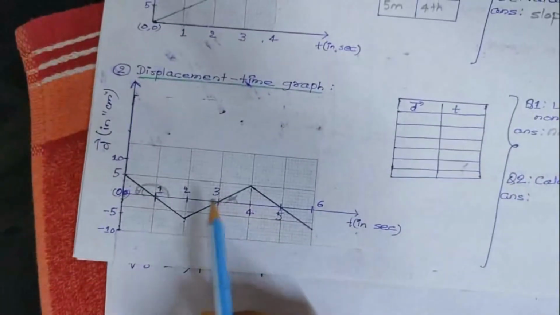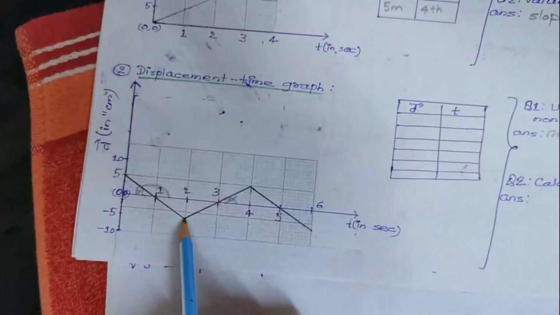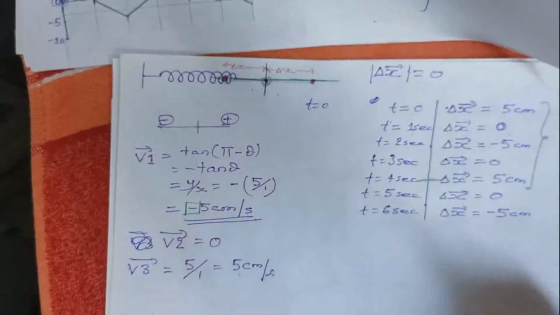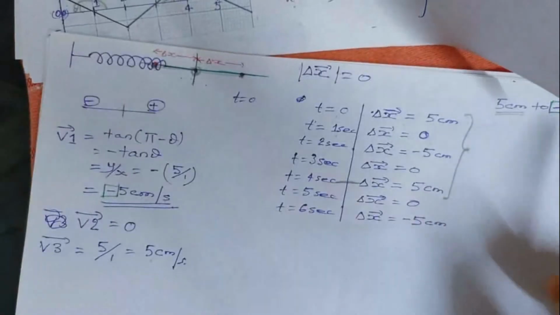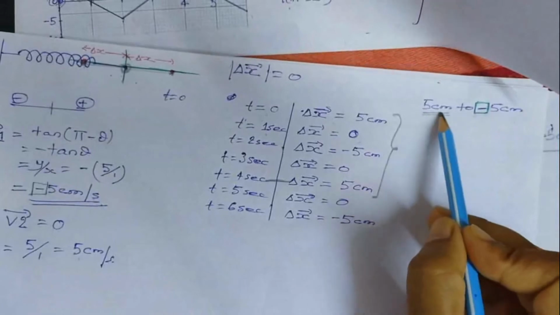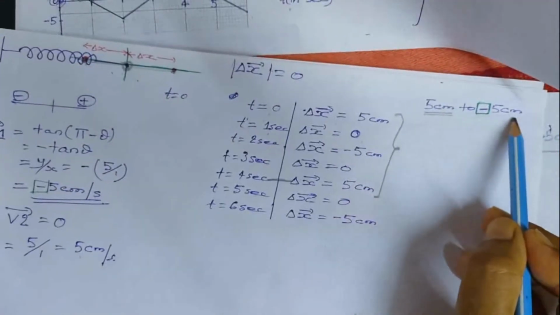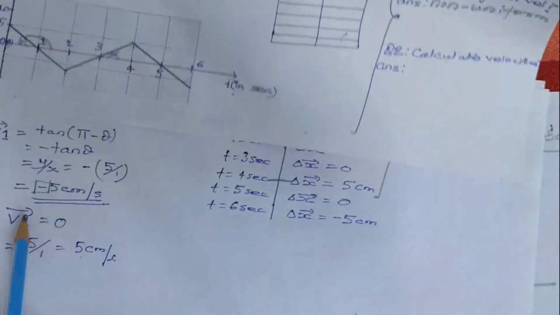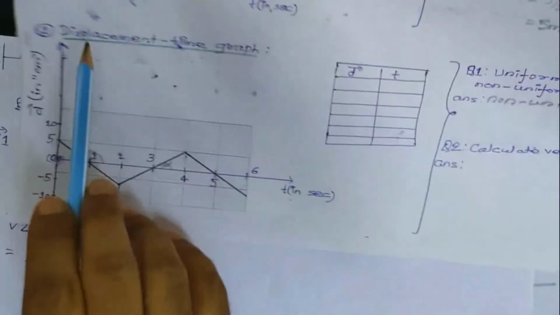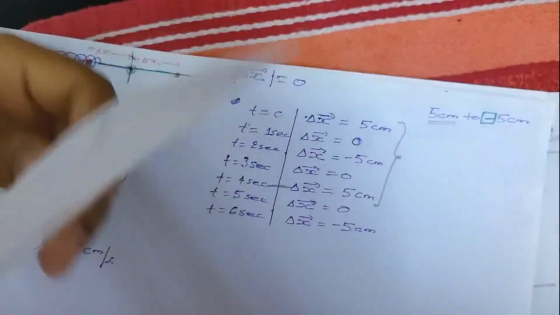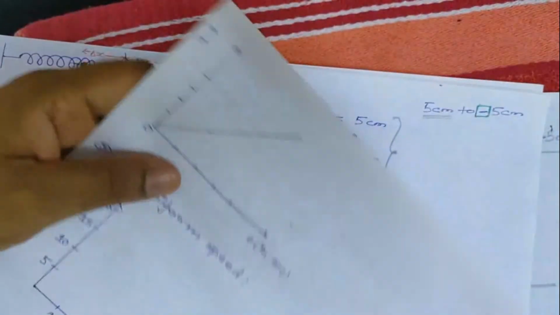So this is the pattern. This is the pattern which the open end will follow. Okay, while tracing distance from plus 5 centimeter to minus 5 centimeter. Okay, so this is the way we can calculate velocity from displacement time graph. Yep. So now let us see what I have drawn for you in the next few things.